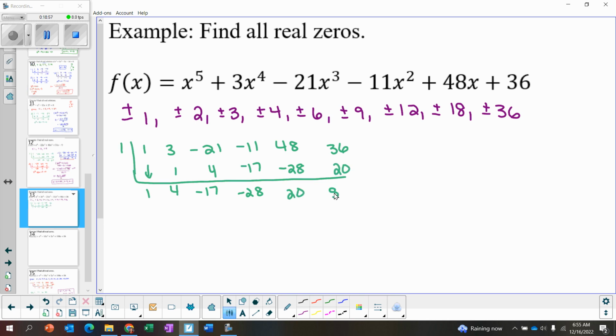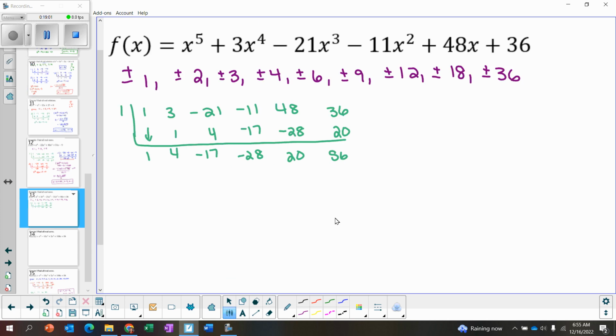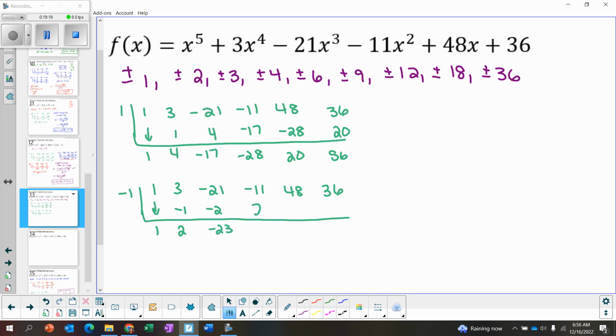All right, it looks like we get a remainder of 56, so that's not going to work. So let's say we try negative 1. And we get a remainder of 0. So far, make a list over here, x equals negative 1.